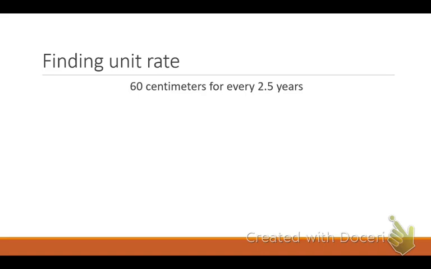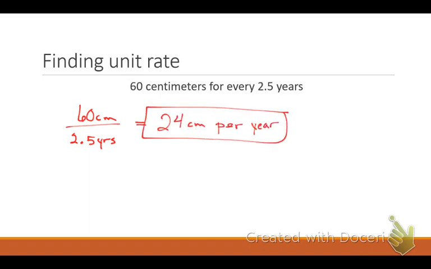All right. Now I want you to find the unit rate. Here for this scenario, 60 centimeters for every 2.5 years. Go ahead and find your unit rate here. And again, it's rate because they're different units, centimeters versus years. I put this into a ratio, guys, 60/2.5. Then I divided them to get 24 centimeters per year.